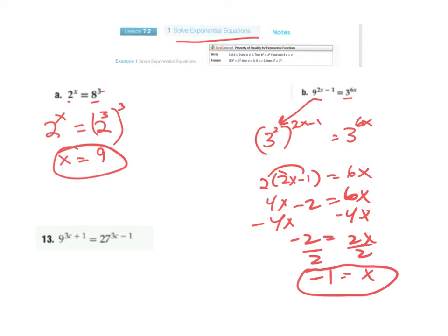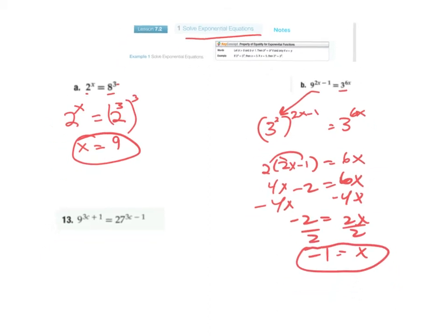Now, it's pretty simple until you have numbers where 9 doesn't go into 27, so we have to change both of them. And so the easiest one to change into would be probably 3. So if I change the 9 into 3 squared, there's my 9. Then I still have the 3c plus 1 out there. And if I change 27 to 3 cubed, I still have my 3c minus 1.